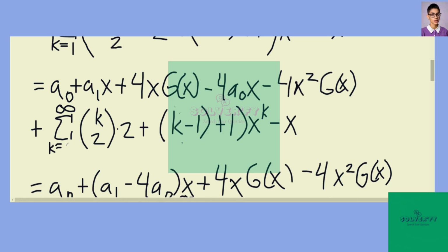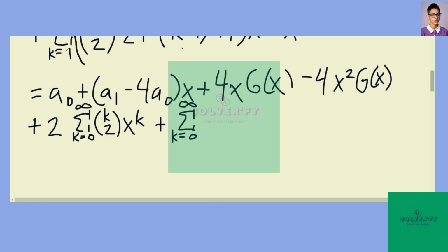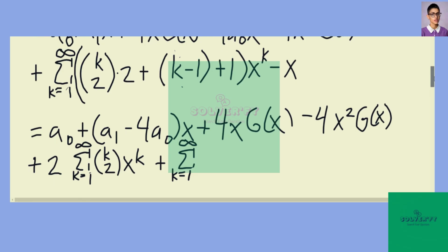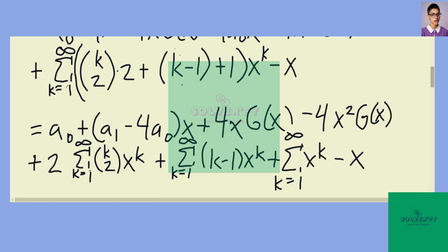And so this is the sum from k equals 1 to infinity of k choose 2 times 2. So this last expression here is the sum from k equals 1 to infinity of k choose 2 x to the k, plus the sum from k equals 1 to infinity of k minus 1 x to the k, plus the sum from k equals 1 to infinity of x to the k, minus x.